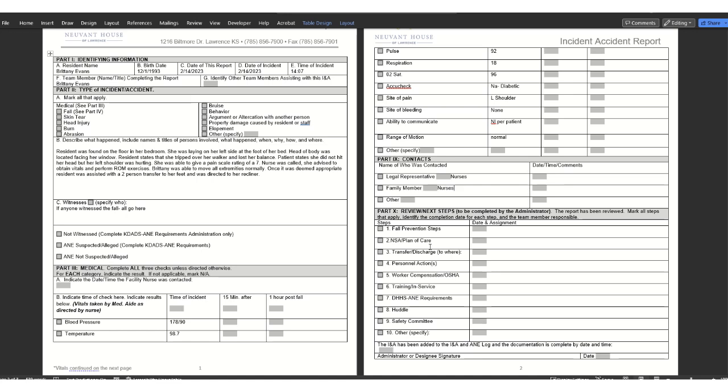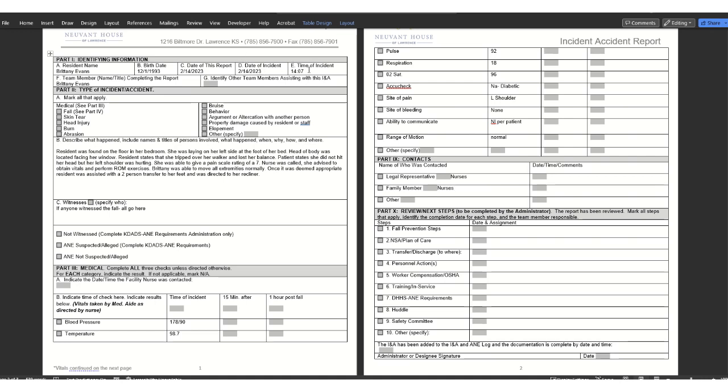Okay guys, so you know where to find the incident accident report. Now we're going to go through the proper way to fill one out. So I went ahead and used myself as an example. So we're going to say that Brittany Evans, date of birth, the date of the report took place, and then the date of the incident and the report are going to be the same day.